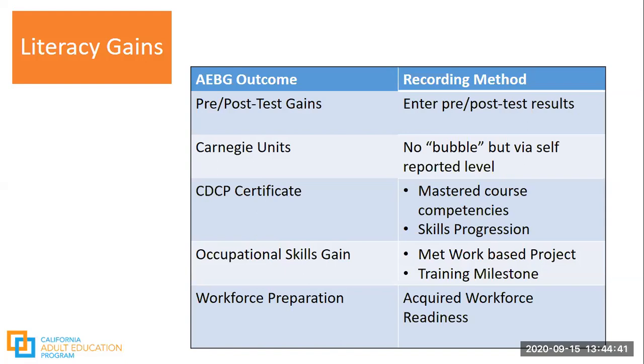Carnegie units, there's no bubble, but there is a way you're marking that under self-reported level. Then these other areas with the bullets for those other three gains, and this is something we'll be showing in subsequent slides, just show you what to mark. I'm not going to talk about that a lot because we've developed slides that give it all on one slide, but just so you know what those bullets refer to: the bullets refer to the specific checkbox or bubble in TE that you mark whenever a student earns that particular outcome.